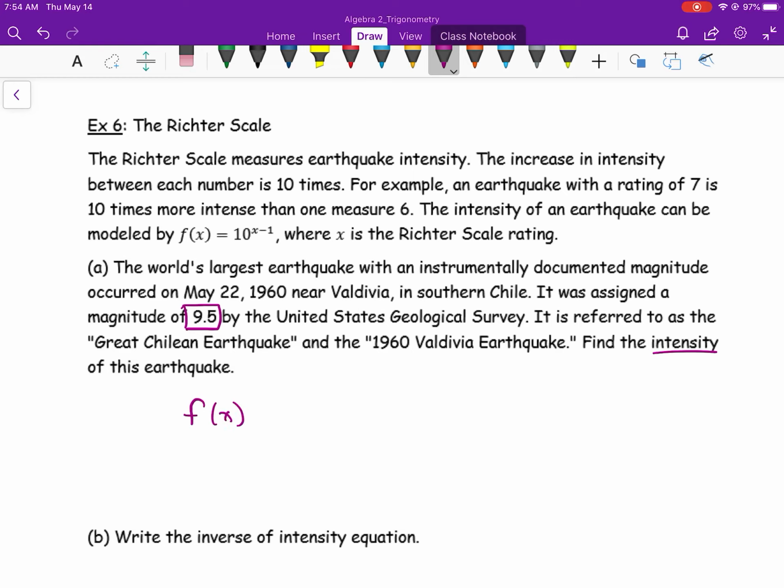Okay, so easy. F of x equals 10 to the x minus 1. F of 9.5, we're using that for x, is 10 to 9.5 minus 1, 10 to the 8.5 power.